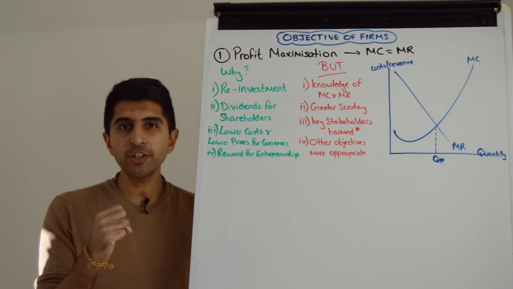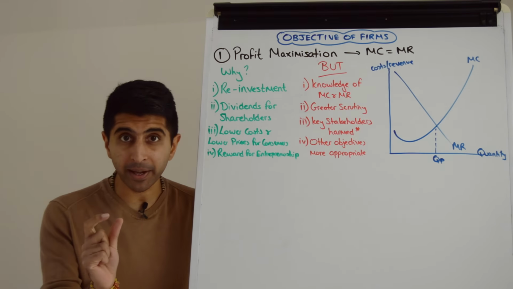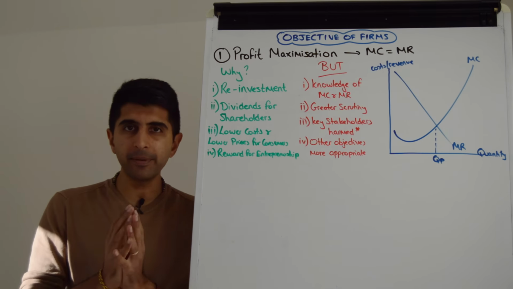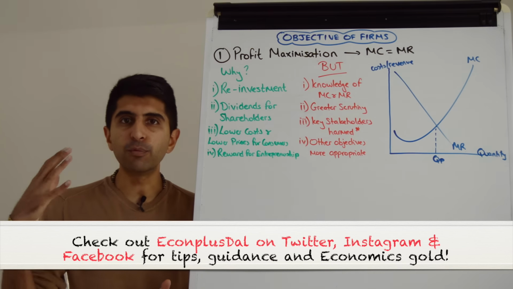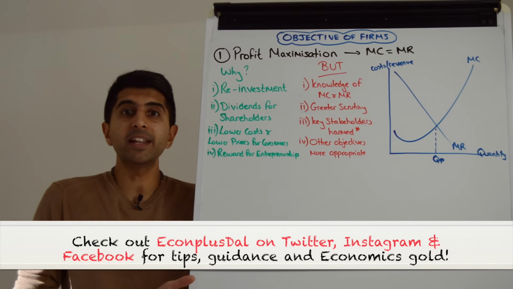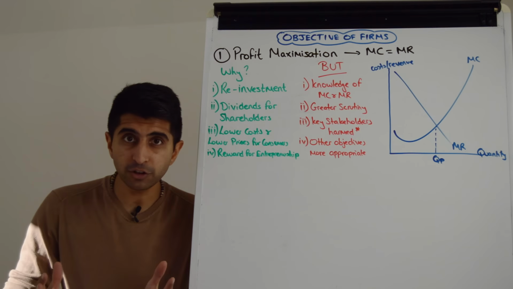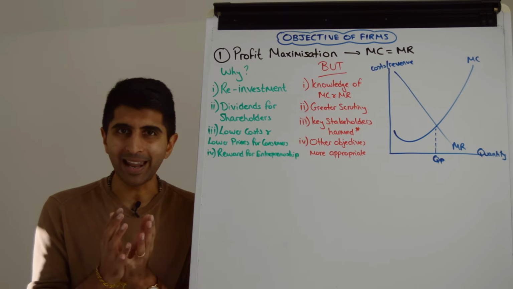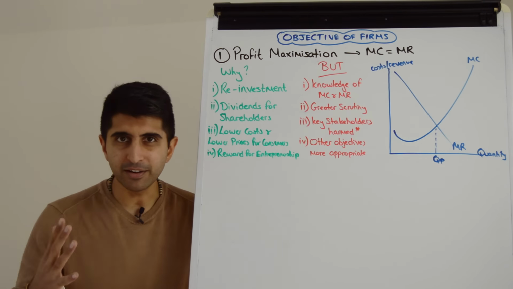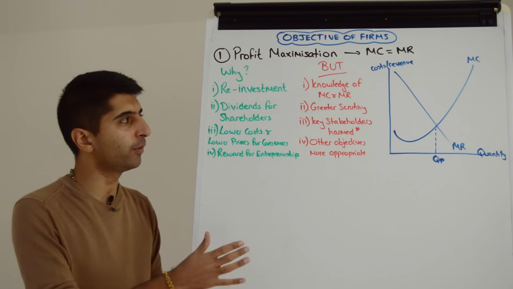Hi everybody, in traditional economic theory, we always assume the objective of firms to be profit maximization. But why? Well, one reason is for reinvestment. If a business is making large profits, they can reinvest that profit back into the business in the form of new capital, upgraded capital, new technology, R&D, that's research and development, innovation. If you take pharmaceutical companies and electronics companies, this is a big deal for them to make huge profits to reinvest into R&D. Another reason is to pay greater dividends for shareholders.